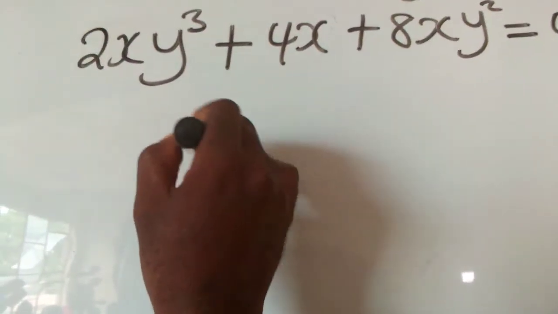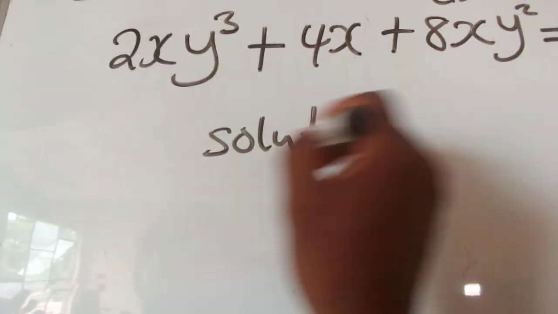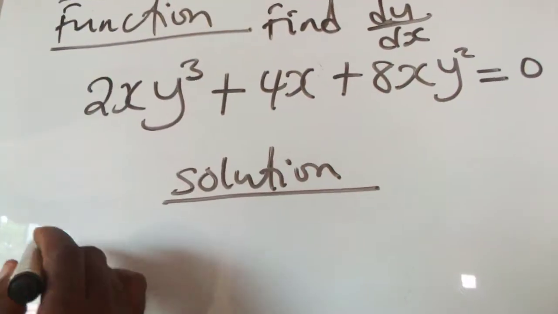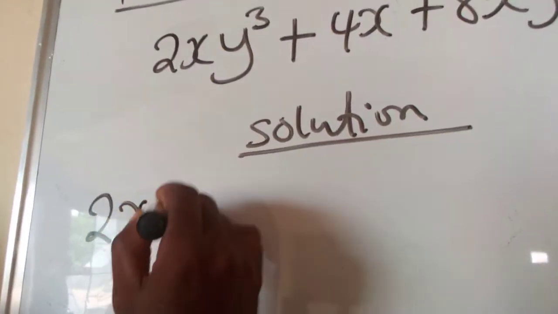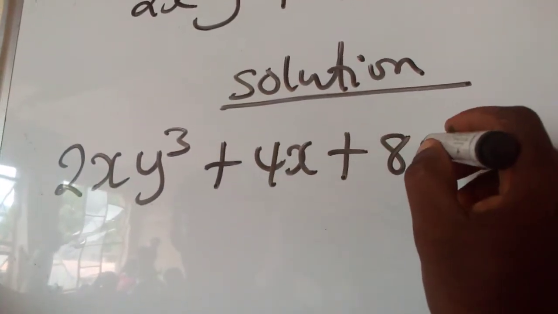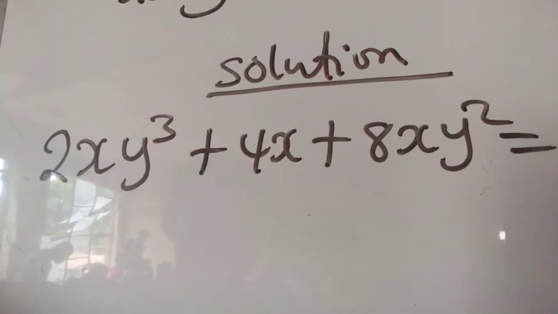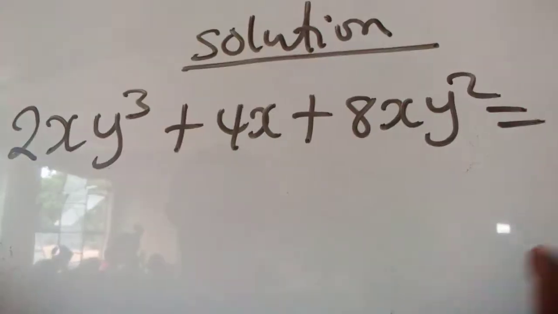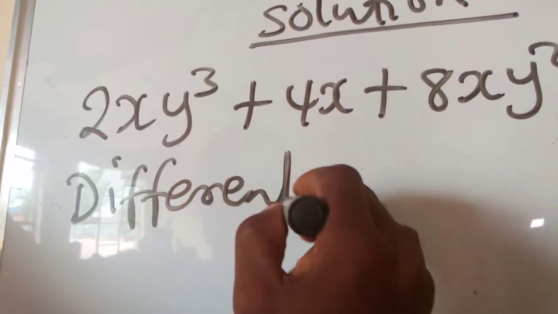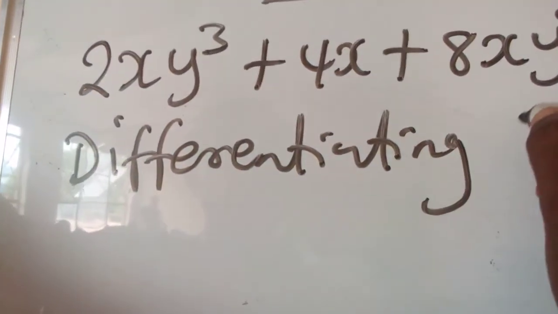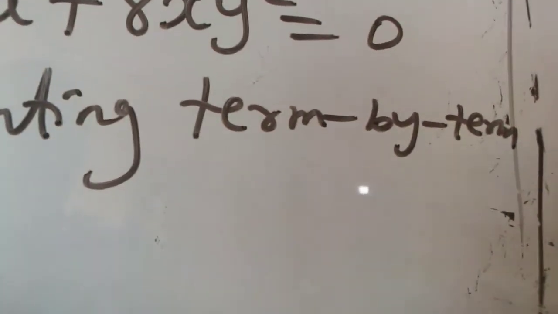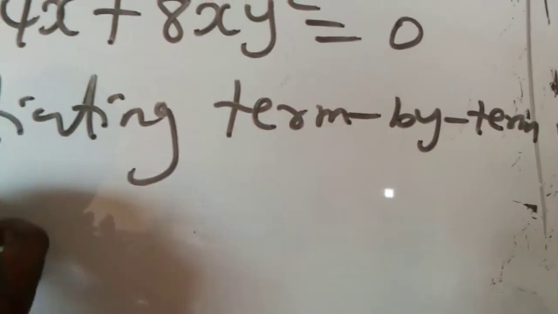You will write the solution. So the formula is this. You write 2xy raised to power 3 plus 4x plus 8xy raised to power 2 is 0. So you differentiate it term by term with respect to x.